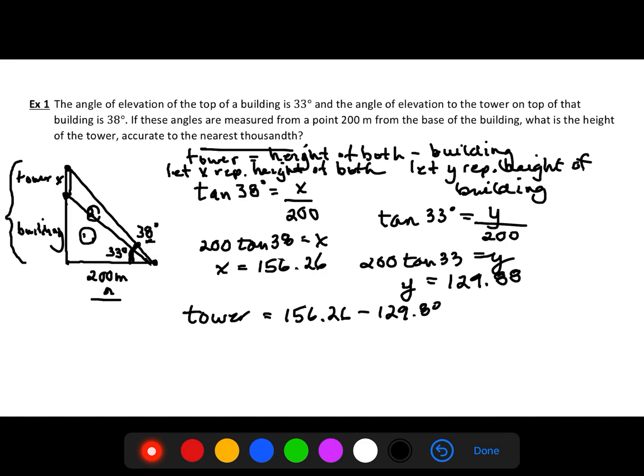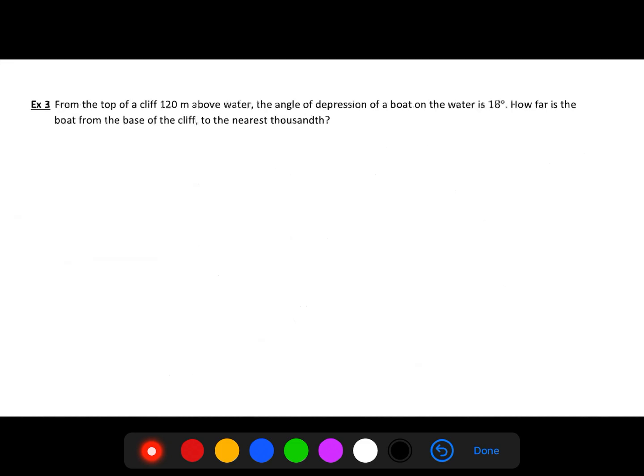So now we have our two numbers, and we are going to calculate the height of the tower by taking 156.26, subtracting 129.88, and we get 26.38. So that is our final answer. That's what we were asked for. We double checked that in the question, and the tower is 26.38 meters tall.